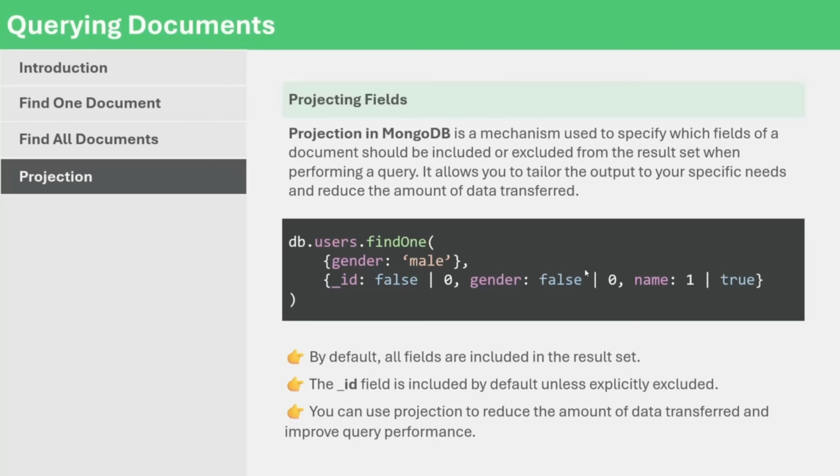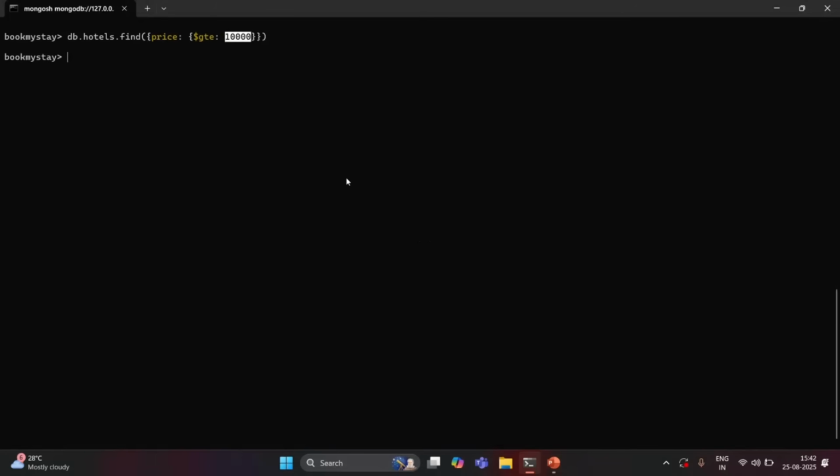In simple words, when you are querying a document from a collection, you might not want all the fields of that document. You might be interested in certain fields. So using projection, you can tell which fields you want in the result and which fields you don't want. The fields which you don't want in the result, you can set to false or 0, and the fields which you want in the result, you can set to true or 1. Let's see this in action.